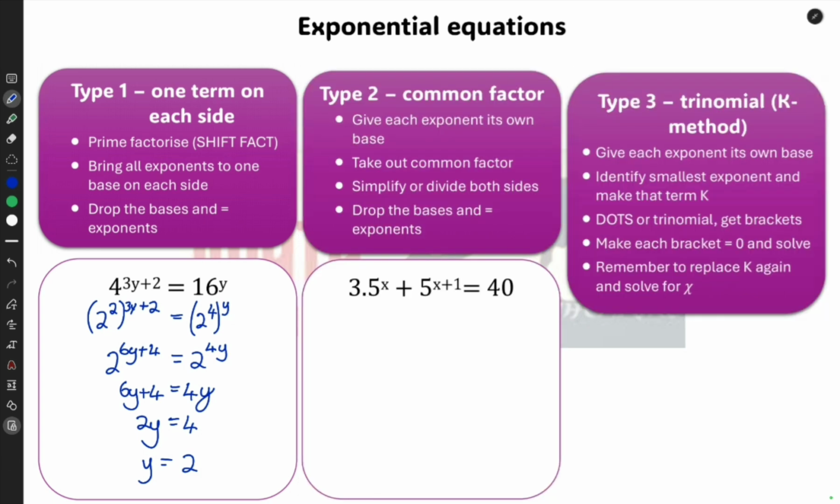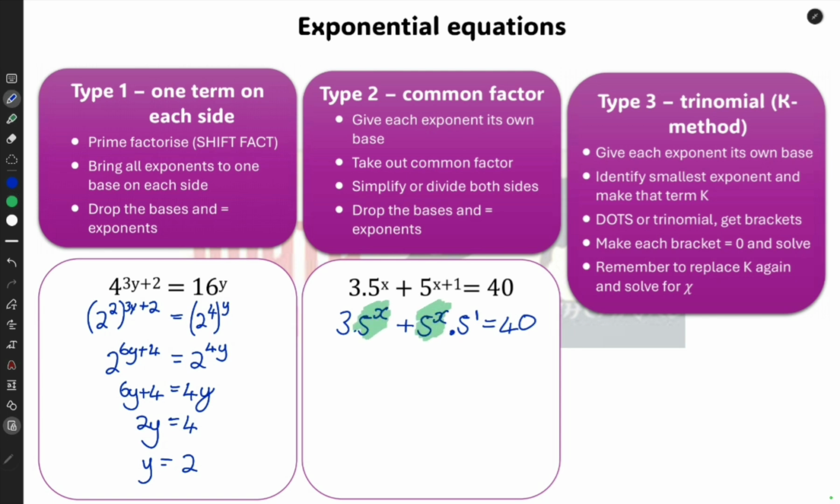Now type 2 is when I have multiple terms, more than two terms. So I can't just have one on the left and one on the right. Let's see what would happen then. In this case, I will give each exponent its own base in order to take out a common factor. Let's see what that means. I can keep this first one just like it is. But in the next one, I'm going to say it's 5 to the power x times 5 to the power 1, still equals 40. Now I can take out a common factor of 5 to the power x.